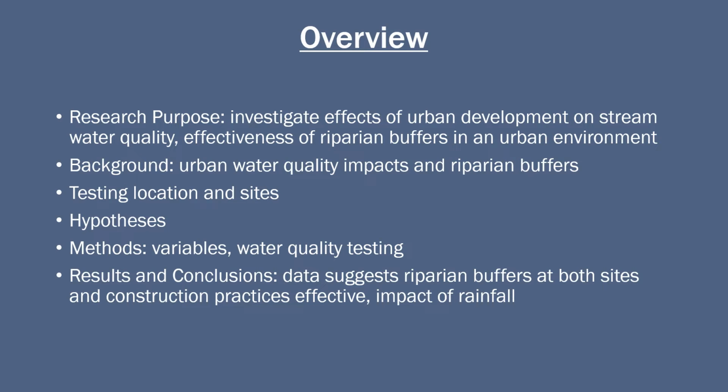So I'll start off with some background on urban water quality impacts and riparian buffers. Then I will go into my testing location and my study sites. I'll state my hypotheses. I'll follow that with some discussion on my variables and the water quality testing methods I followed. And I'll wrap up with some results and conclusions, including what my data suggests about riparian buffers in urban areas and whether rainfall could have impacted my study.